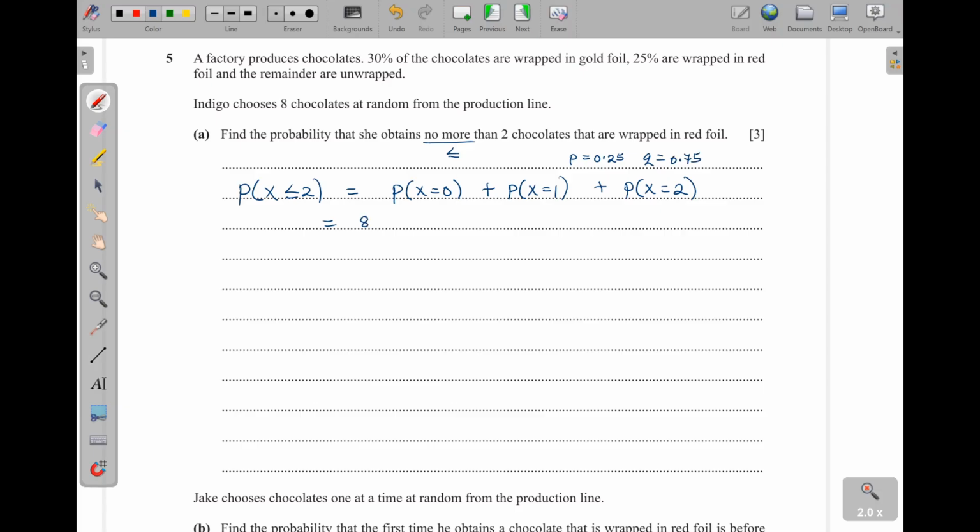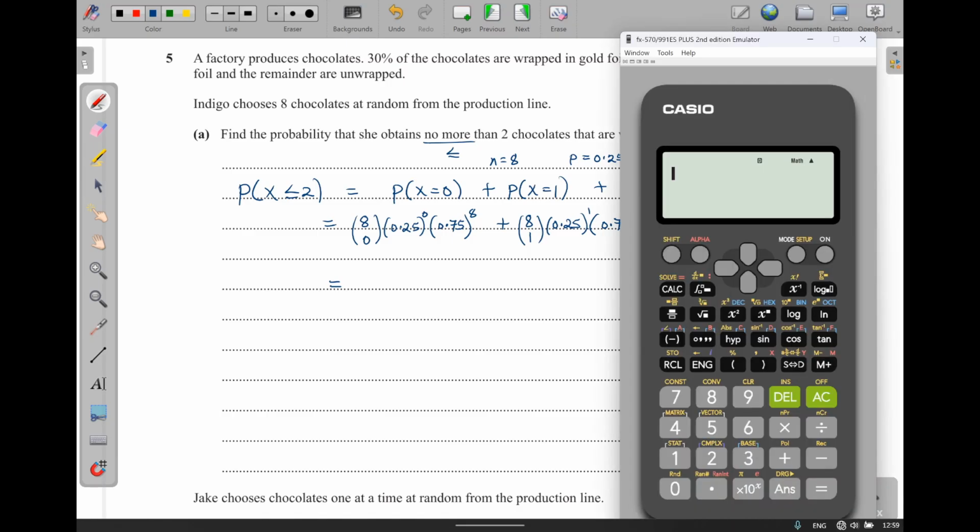Now we shall have here 8 combination 0, and then our P, which is 0.25, and then we put power 0, then 0.75, then power 8. Remember, when you add these powers, they give you the n, which is 8. Then plus, we shall have 8 combination 1, and then 0.25 power 1, and then 0.75 to the power of 7. Then lastly, 8 combination 2, and then 0.25 to the power of 2, then 0.75 to the power of 6. Now, we can put everything here in the calculator, and then we simplify everything at once.